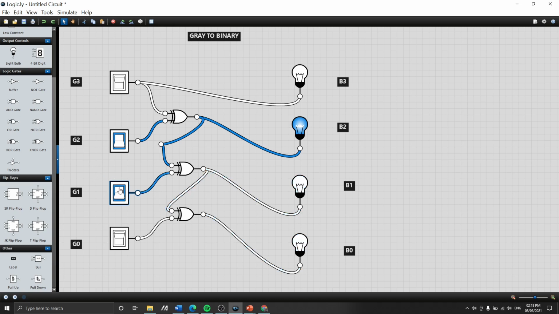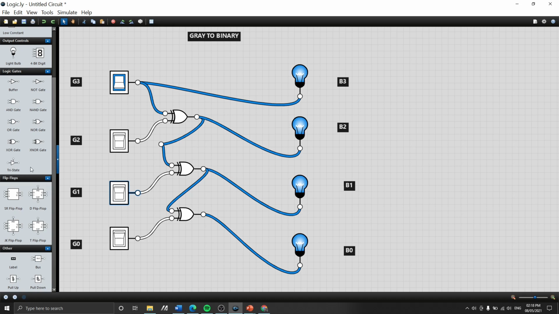When G2 and G1 are 1 and the remaining inputs are 0, then B2 is 1 and the remaining outputs are 0. When G2, G1 and G0 are 1 and G3 is 0, then B2 and B0 are 1 and the remaining outputs are 0. When G3 is 1 and the remaining inputs are 0, then all the outputs are 1.